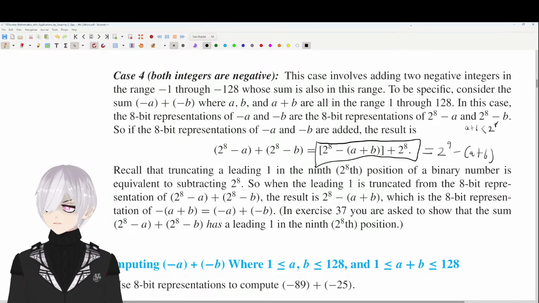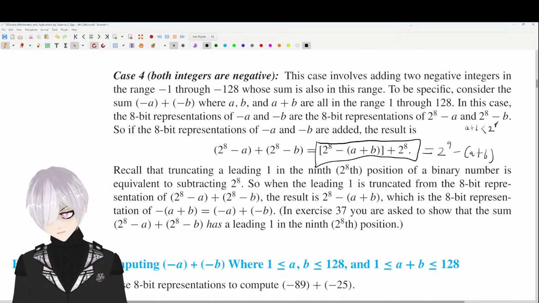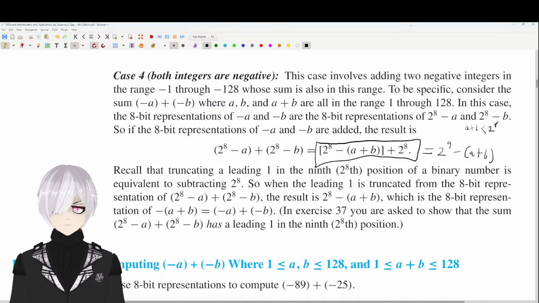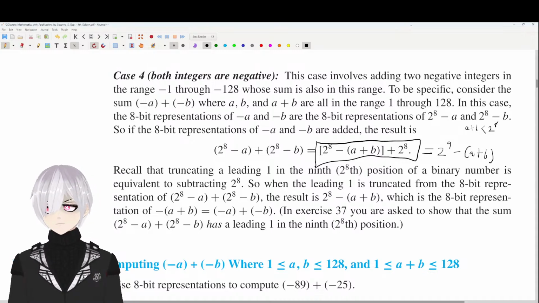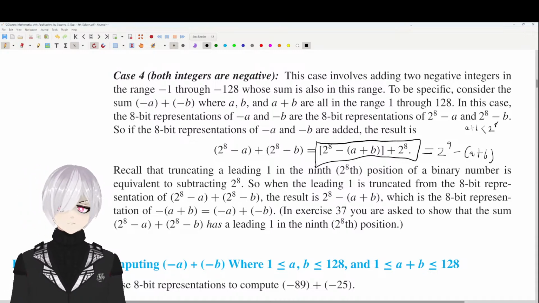How do you know that a plus b is less than 2 to the eighth? We don't know that it's less than, but we know that it's less than or equal to 2 to the eighth, because it could be equal to 2 to the eighth, because a and b are numbers from 1 to 128. Or actually, sorry, we do know it's less than 2 to the eighth. So I was wrong. You're right about that, because they assume a plus b is in the range 1 through 128. So 2 to the eighth minus something in the range of 1 to 128 is going to be less than 2 to the eighth. They assume the sum is below 128.